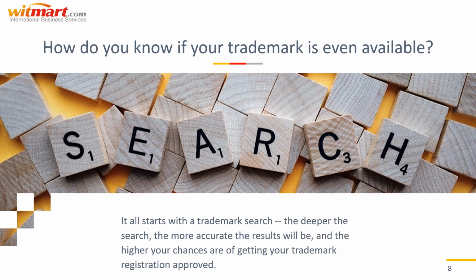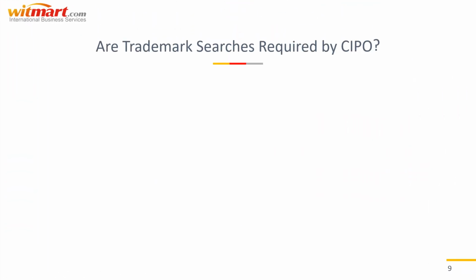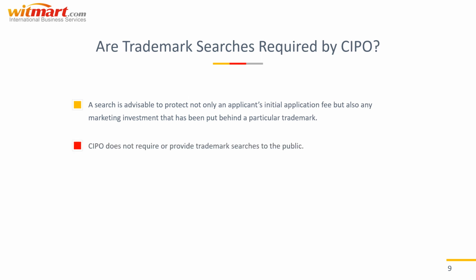Speaking of distinguishing your brand from the competition, how do you know if your trademark is even available? It all starts with a trademark search. The deeper the search, the more accurate the results will be, and the higher your chances are of getting your trademark registration approved. Are trademark searches available or required by CIPO before filing an application?